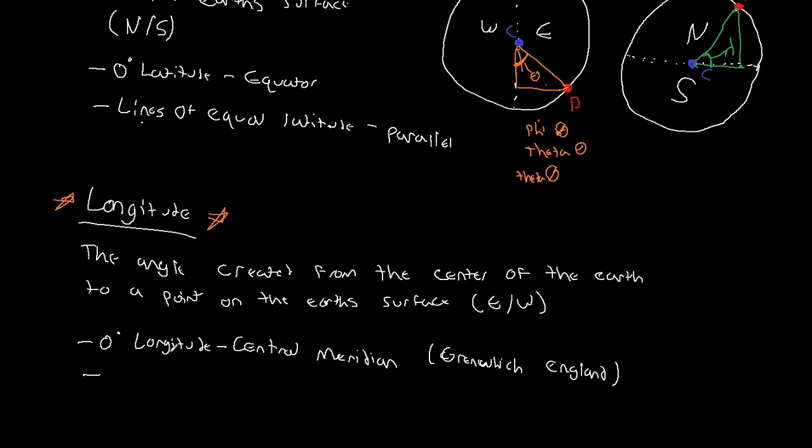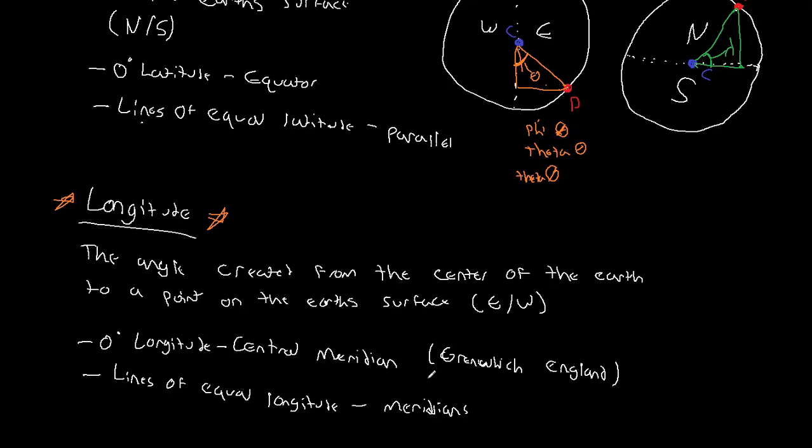So just like lines of equal latitude are called parallels, lines of equal longitude are called meridians. Lines of equal latitude are called parallels. Lines of equal longitude are called meridians. Okay. So hopefully this makes sense.